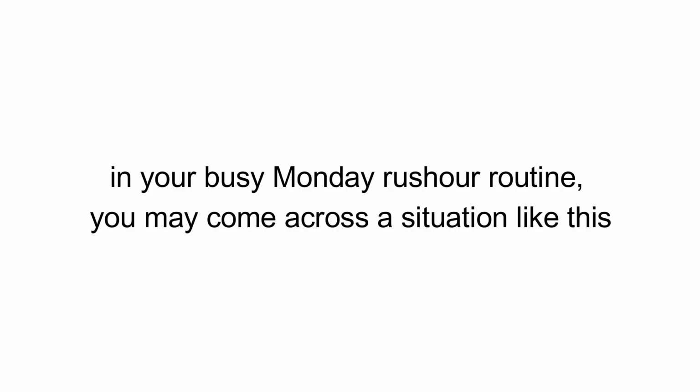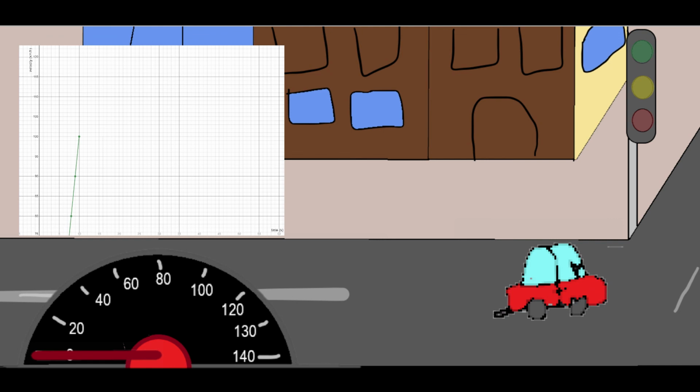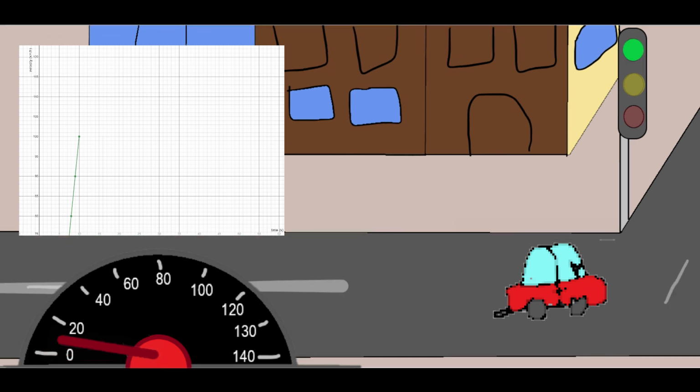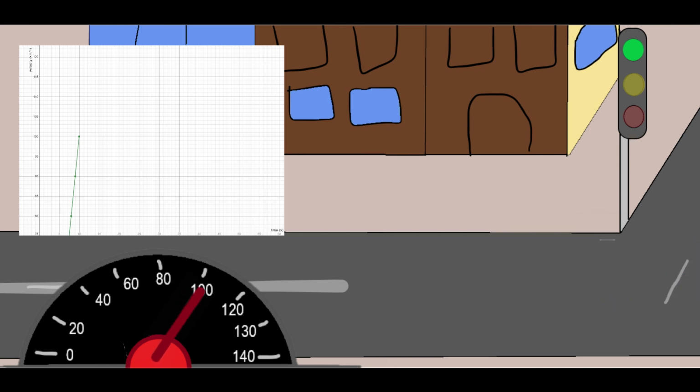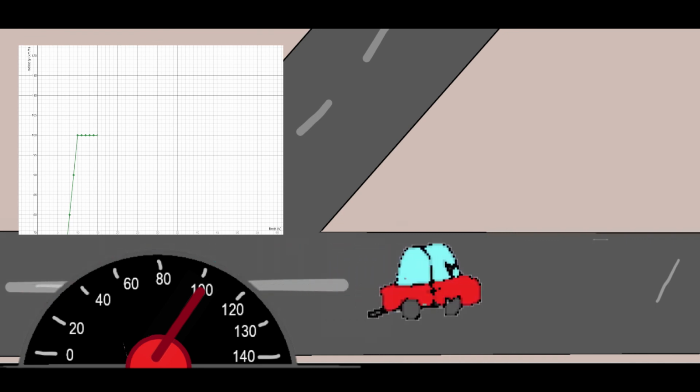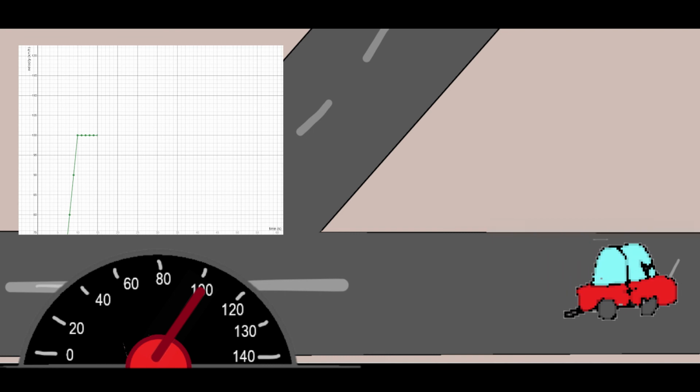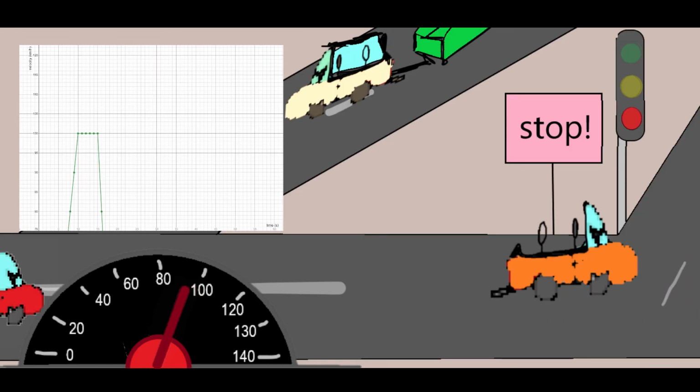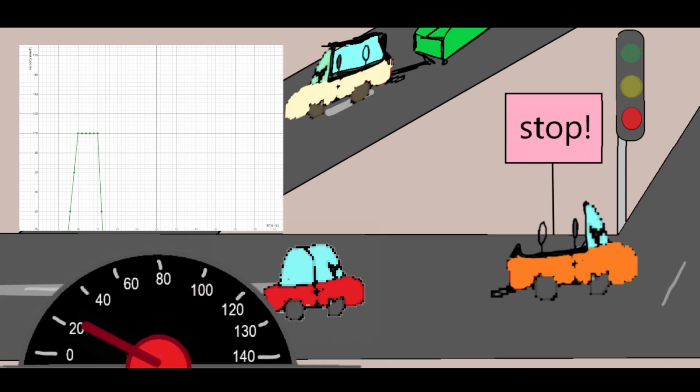In your Monday rush hour routine, you might come across a situation like this. You are at a stoplight. You see it turn green and boom, you floor it. You accelerate from 0 kilometers per hour to 100 kilometers per hour in 10 seconds. And from there, you maintain your velocity at 100 for some distance. Then you see a line of cars ahead. You slam the brakes and go from 100 to 0 yet again. Boom, you're back at another stoplight.